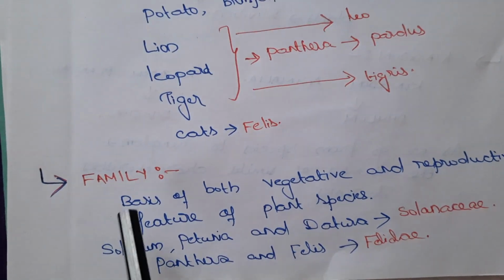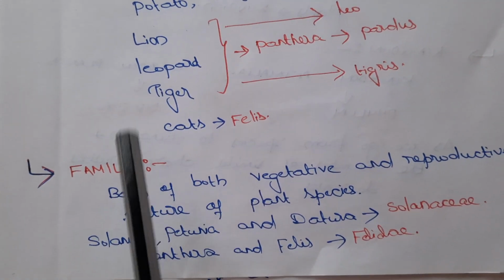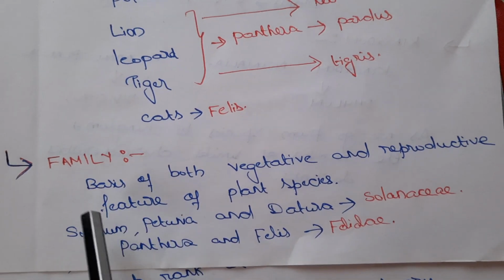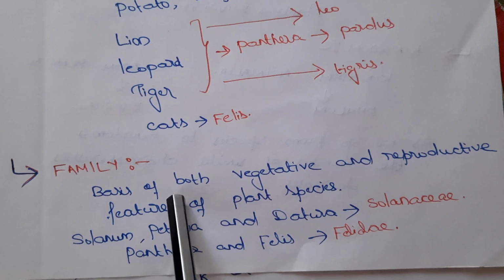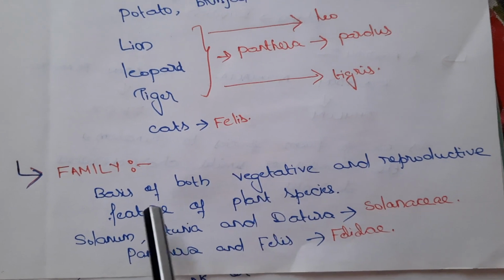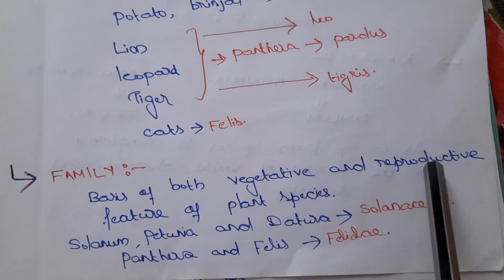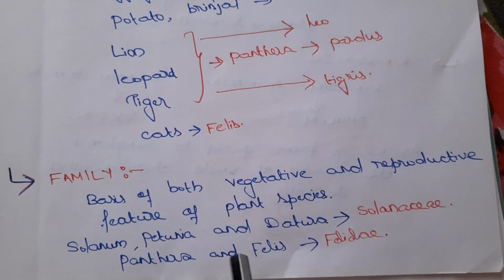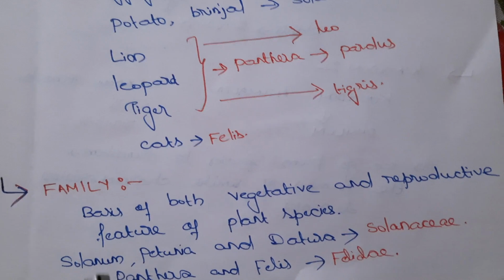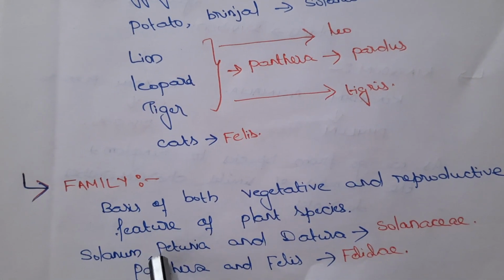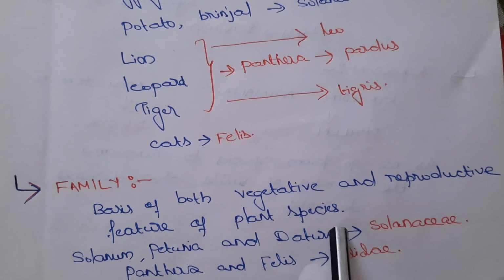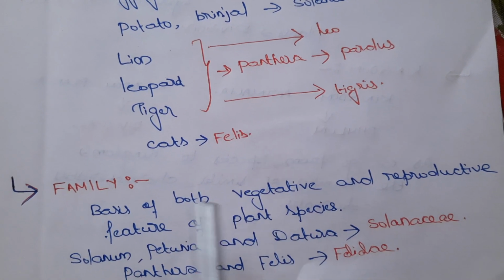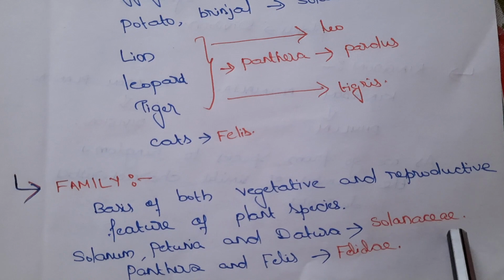Now let's move on to the next topic, that is family. Different genera together constitute a family. The basis of forming a family is both vegetative and reproductive features of the plant species, in the case of plants. Here we have seen certain examples: Solanum, Petunia and Datura. These three genera come under the family known as Solanaceae.